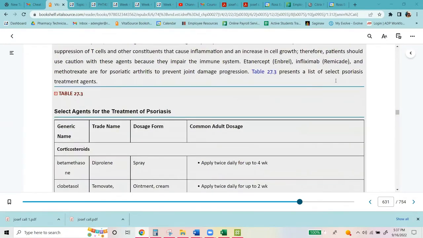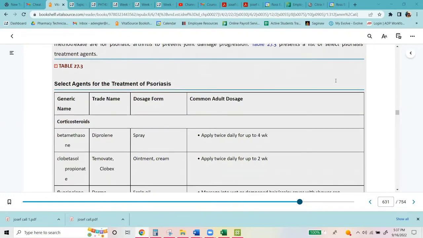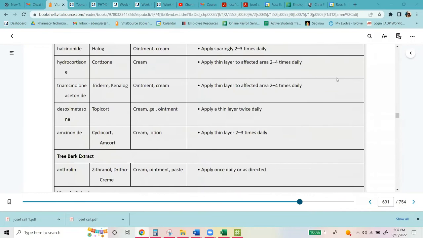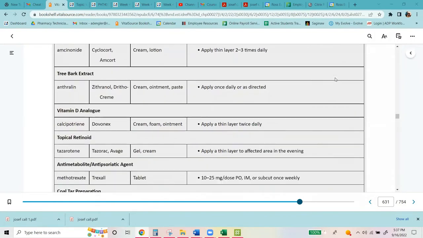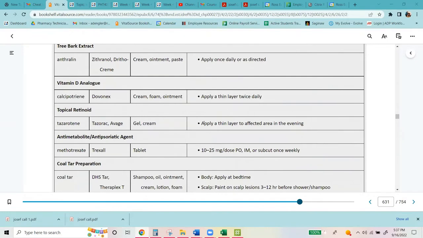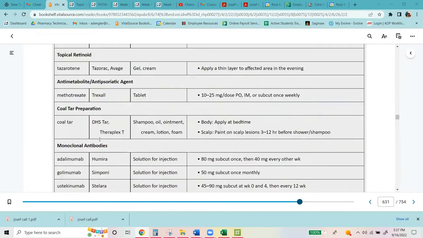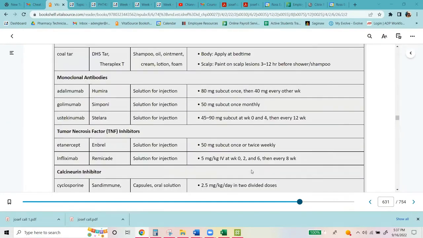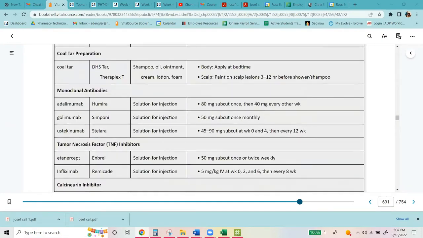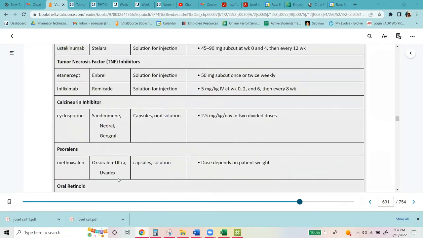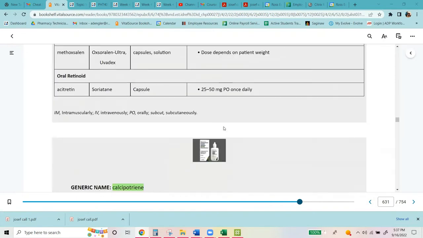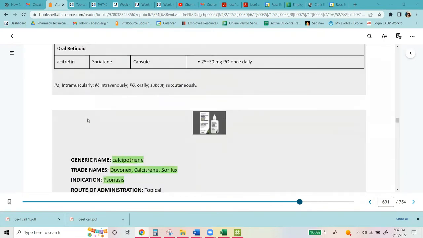We have in Table 27.3 select agents for the treatment of psoriasis. We have corticosteroids, tree bark extract, vitamin D analogs, topical retinoids, anti-metabolites, and an anti-psoriatic agent, coal tar preparation, and monoclonal antibodies, TNF inhibitors, tumor necrosis factor inhibitors, calcineurin inhibitors, and psoralens. We also have oral retinoids like Soriatane.